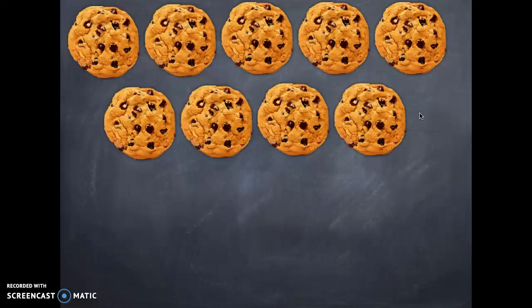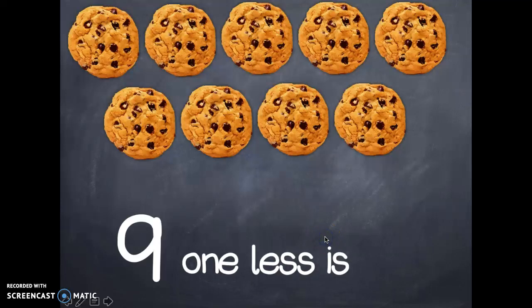How many cookies do you see, friends? Go ahead and count them for me, will you please? Oh my goodness, you are such a good counter. Did you say 9? Yeah, look, I saw that 5 group. 5, 6, 7, 8, 9. If I have 9 and I take one less or I take one away, how can I model that in my good picture?